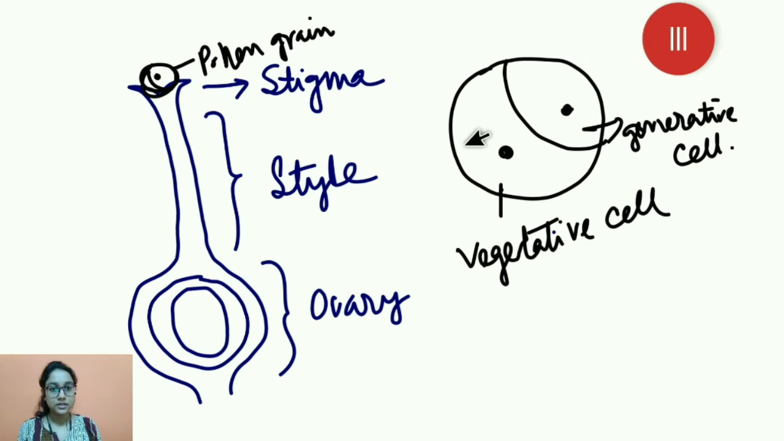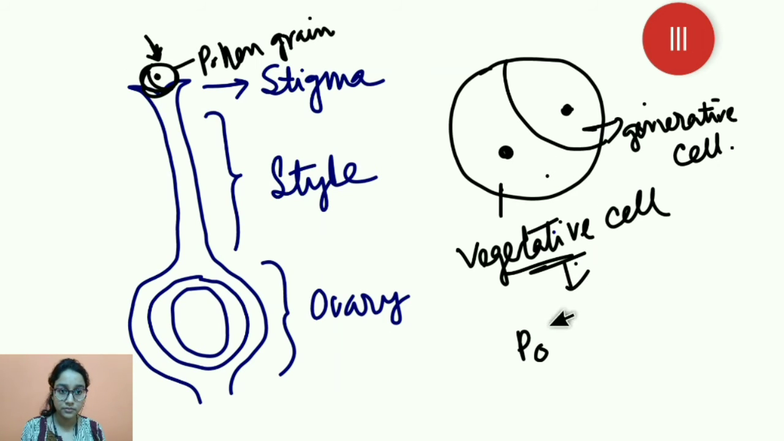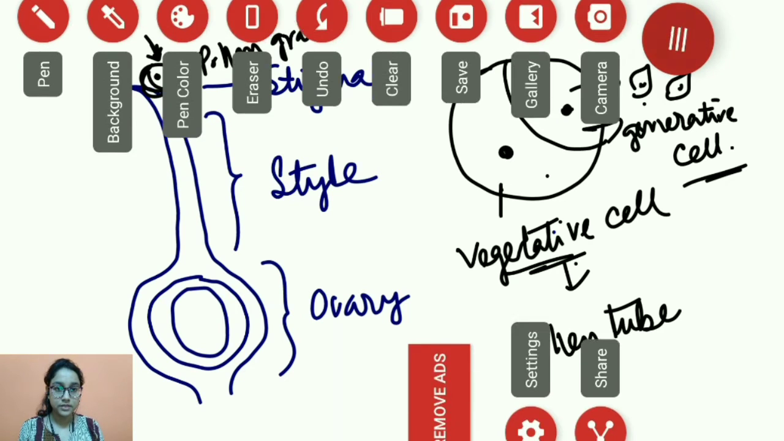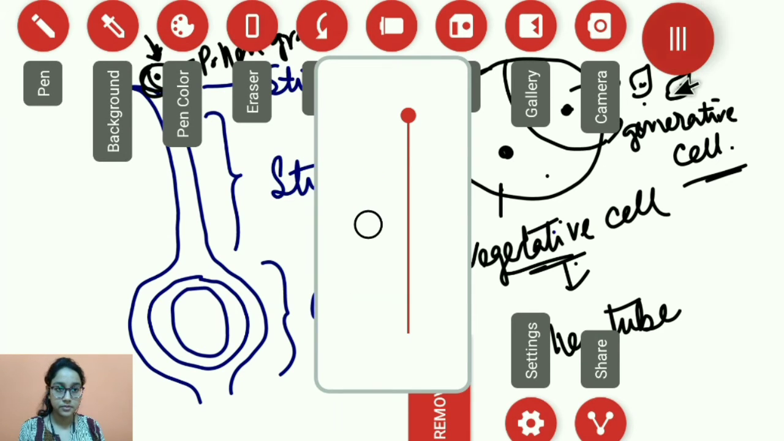The vegetative cell is going to develop the pollen tube. After landing on the stigma, when the vegetative cell develops the pollen tube, the generative cell undergoes a division and forms two male gametes. In the next step, we will observe that.